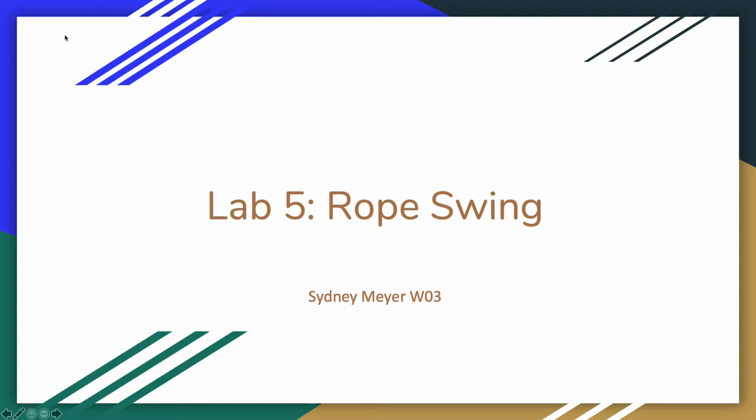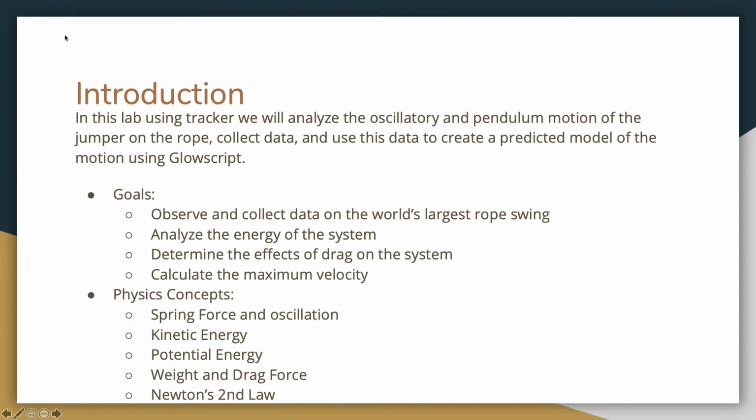Day of Physics 2211, and this is my lab report for Lab 5, the rope swing. For this lab, I chose to analyze the world's largest rope swing. Specifically, I wanted to analyze the motion of the jumper on the rope, collect data, and use this data to create a predictive model of the motion using GlowScript.